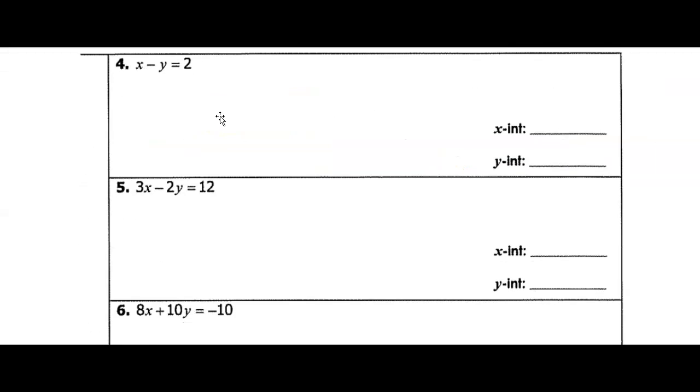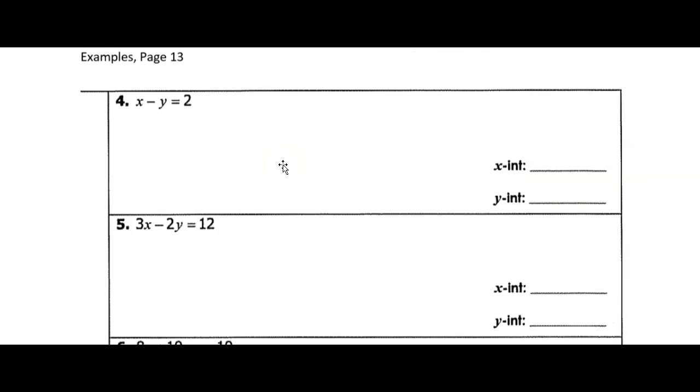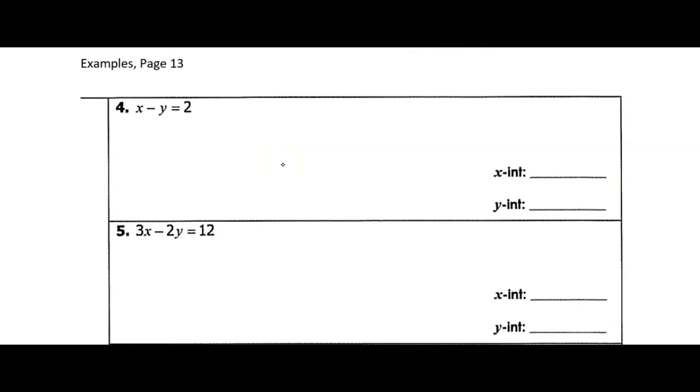Now let's do some examples. Now you're going to go to page 13 in your notes for these 3 examples, and that'll be it for today. So again, we have to do 2 different things. We need to let x equal 0, and we need to let y equal 0. So when x equals 0, if I pretended that that goes away, negative y equals 2.